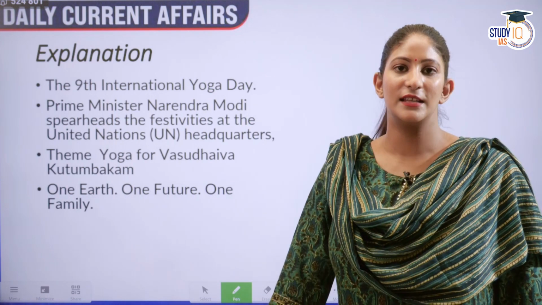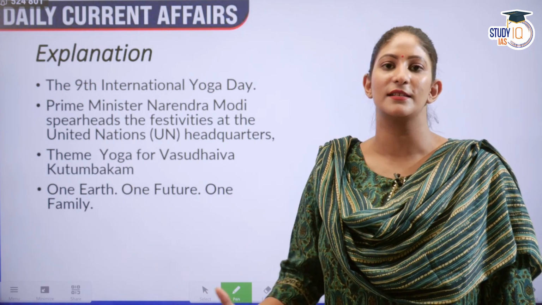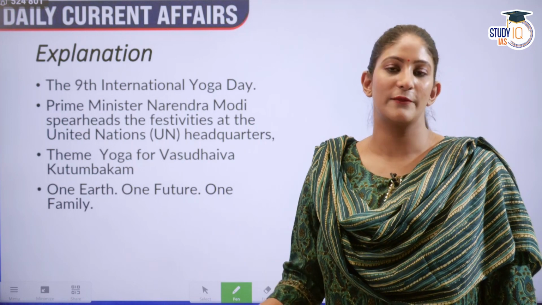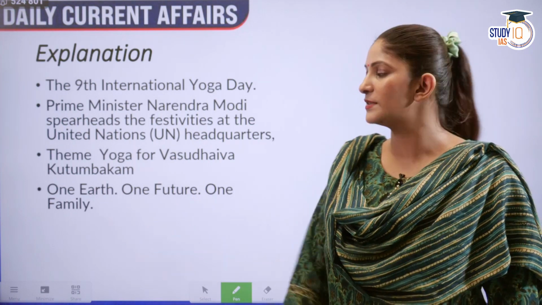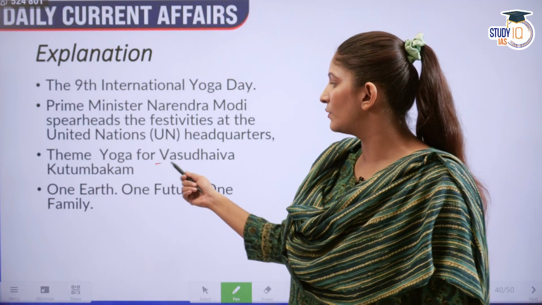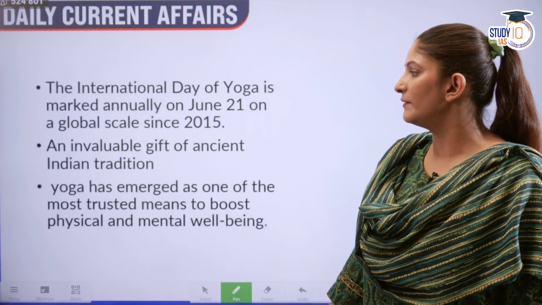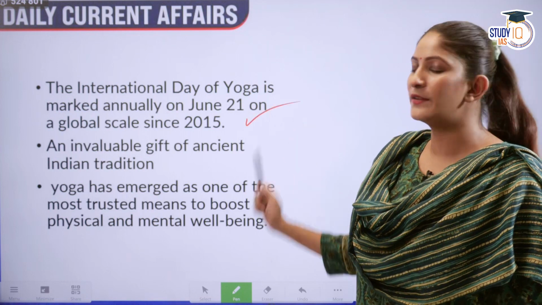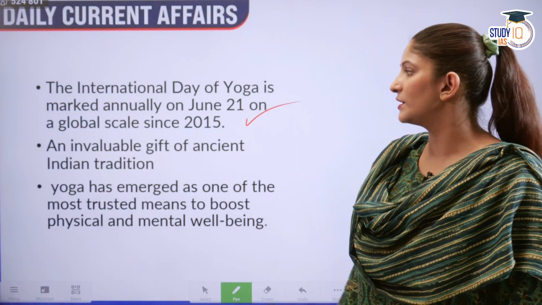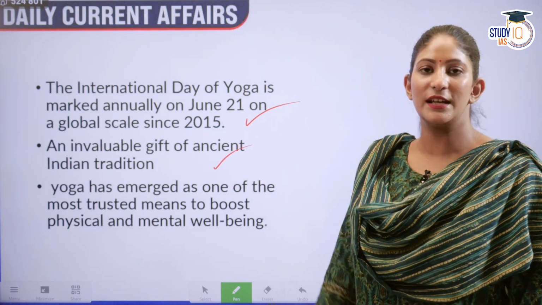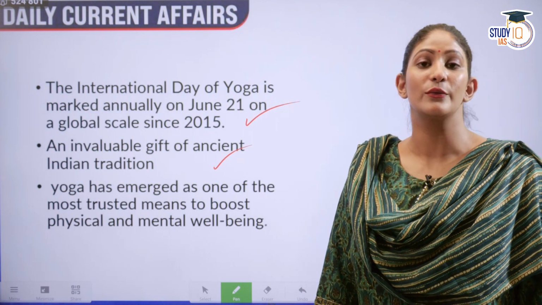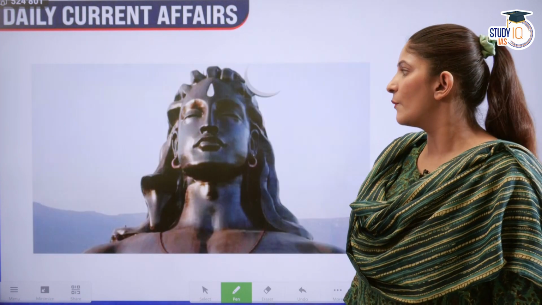Prime Minister is in the US and he will spearhead the International Day of Yoga in the UN department. And the theme is Yoga for Vasudhaiva Kutumbakam, which symbolizes one earth, one future, one family. It was celebrated for the first time on June 21st in the year 2015 to show the invaluable gift that India is giving through yoga for mental and physical well-being.